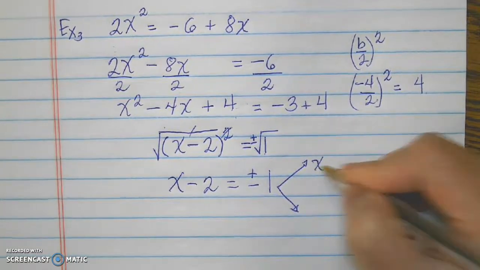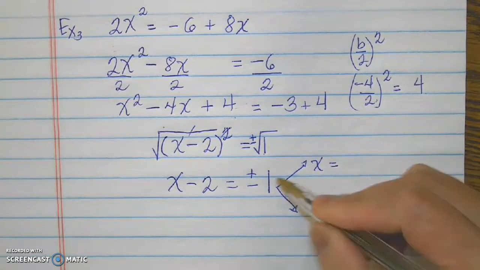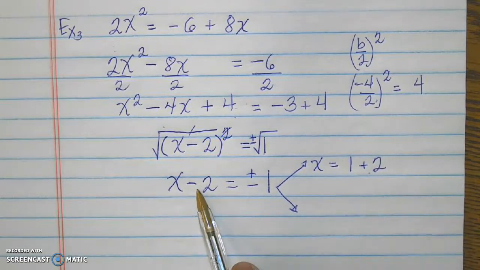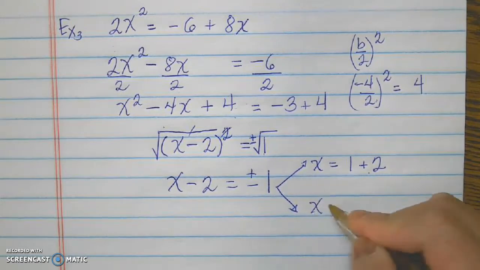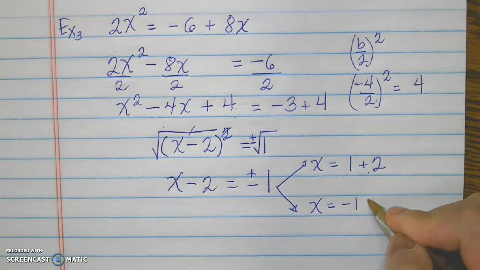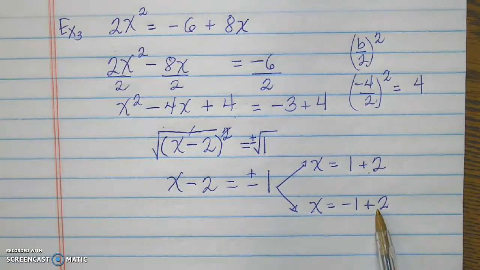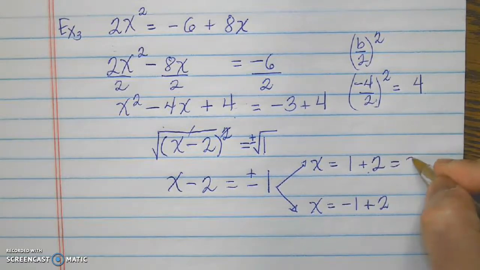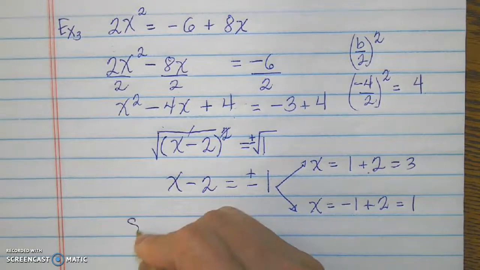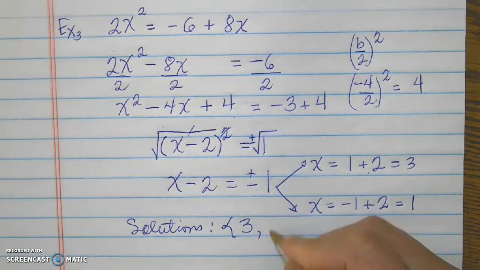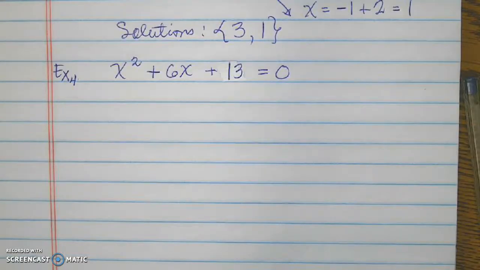One is x equals, let me do this first. So positive 1 plus the 2. This is a plus 2 because this negative 2 went to the other side. And the other one is a negative 1 plus a 2. Why negative? Because that is plus or minus, and we are now doing the negative part. This one goes to the other side, and so that is a positive 2. So this is a 3, and this is a positive 1. Your solutions are 3, 1.